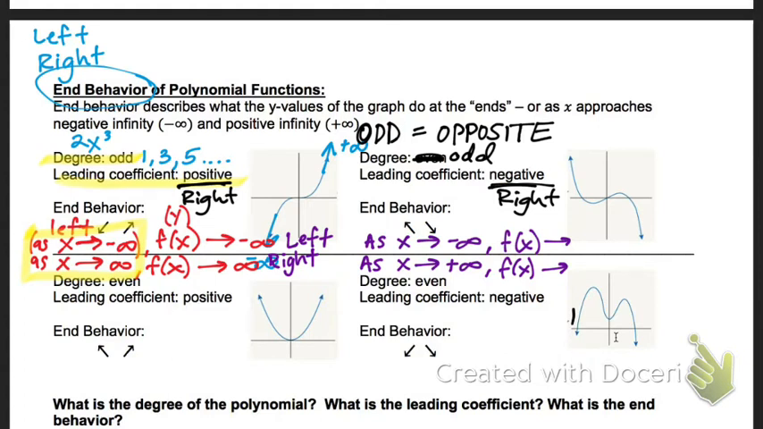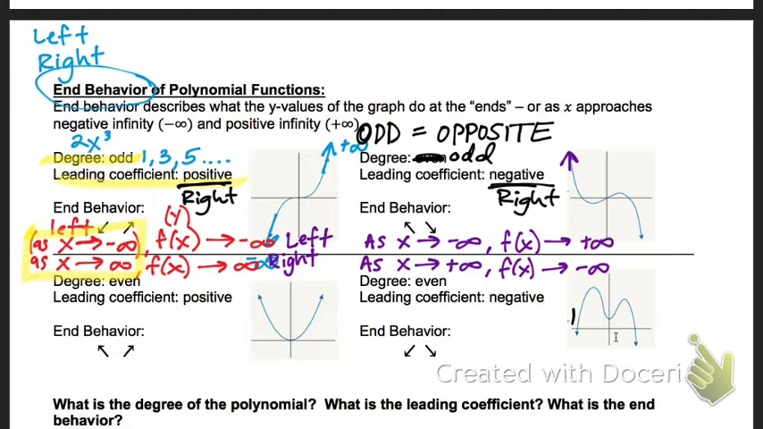So as x is going to the left, what is my graph doing? What is f of x doing? It's going up, so f of x goes to positive infinity. As x is going to the right, so as x is going to positive infinity, what is the y doing? It's going down, which means it's going to negative infinity. Good.